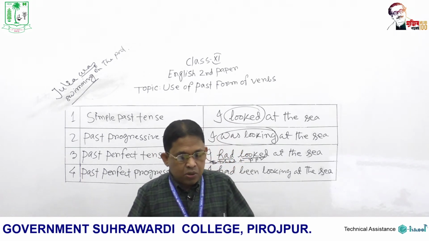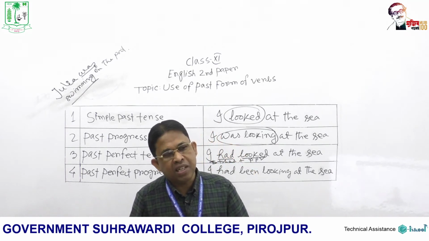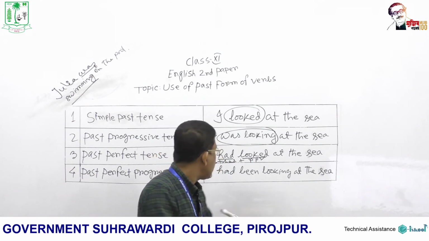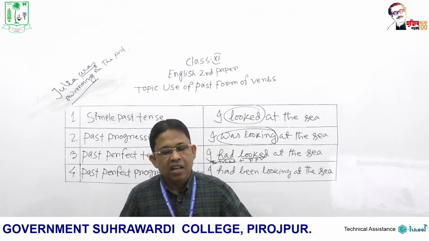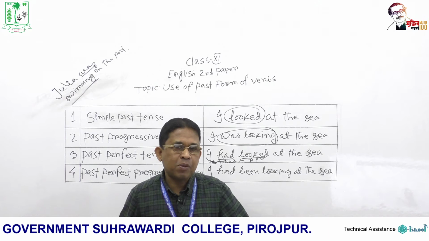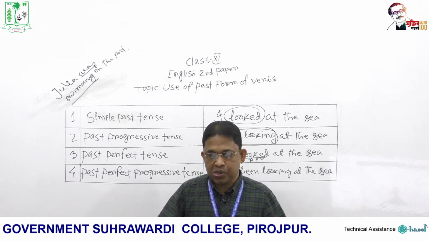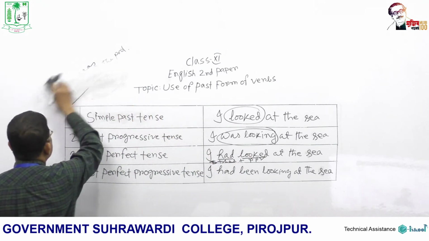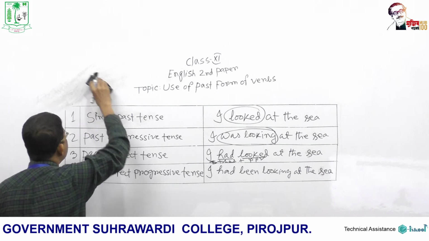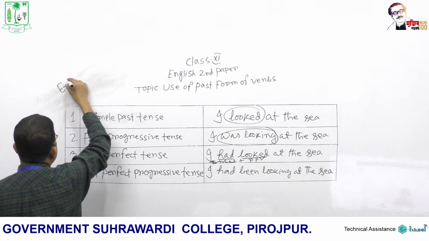So, what does it do? It indicates a completed action of the past. That is, I had looked at the sea; the action is no more, the action had already been completed. So, past perfect tense is used to refer to a complete action of the past. Let me give another example.